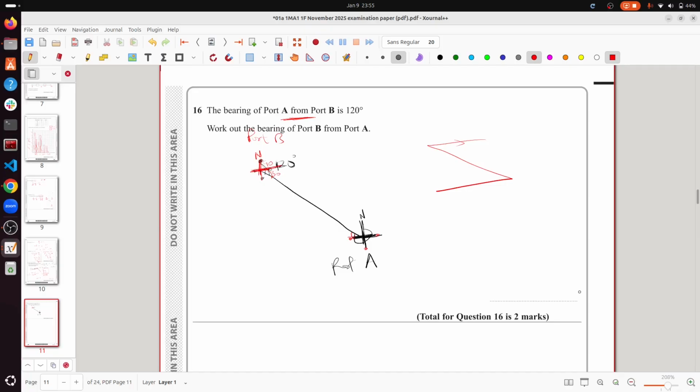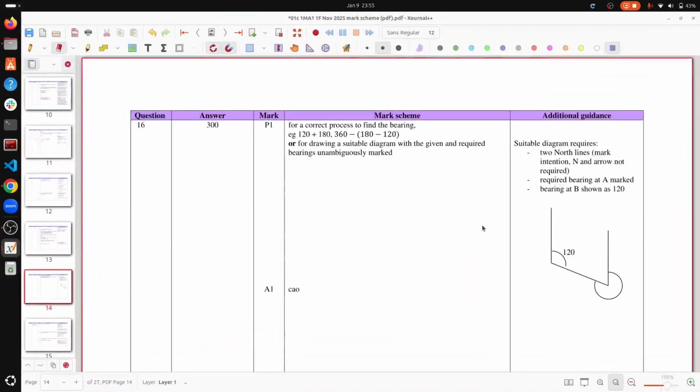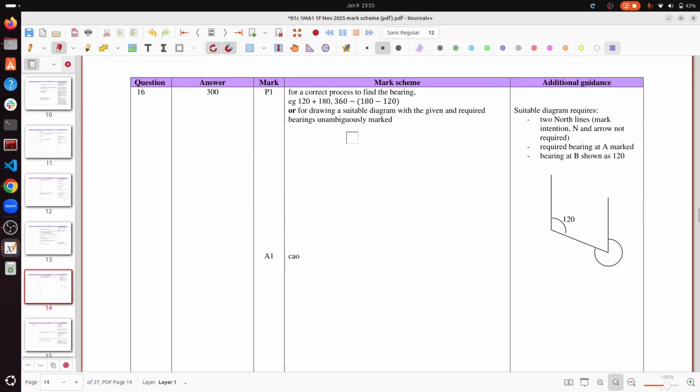When you have two parallel lines, this angle is equal to this angle because they are alternate angles. So this angle is 30. Remember, we've added this is 90, 180, 270, 270 plus 30 should give me 300. So that angle should be 300. Checking a mark scheme, we see we have 300 there, for a correct process to find a bearing.